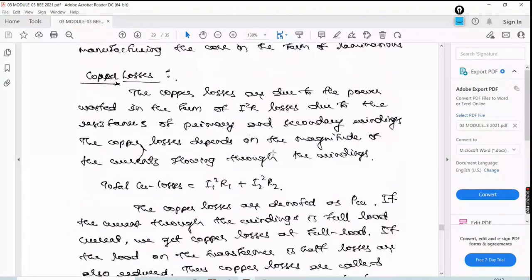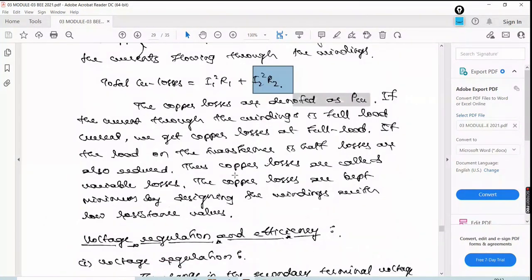Then with respect to the copper loss, there will be a primary winding and a secondary winding. The loss occurring in the primary winding is represented by I1 square into R1. The secondary winding loss is represented by I2 square into R2. The current magnitude changes with the load variation. That's why these losses are also called variable losses, because as the current changes, those losses also change. Any doubt?